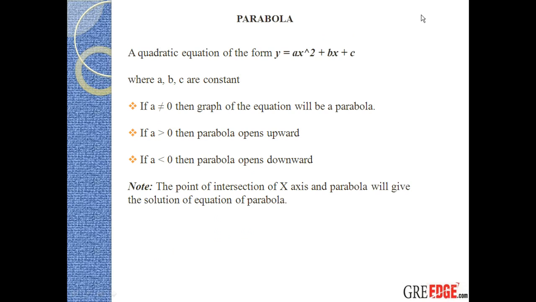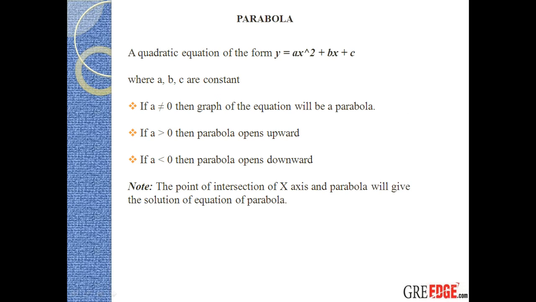Okay. So that is why it's mentioned here. If a is not equal to 0, then the graph of the equation will be a parabola. Because if a becomes 0, then the equation becomes y is equal to bx plus c, which is nothing but the equation of a straight line. So while you see this equation, y is equal to ax square plus bx plus c, then we can say that it will surely be a parabola.